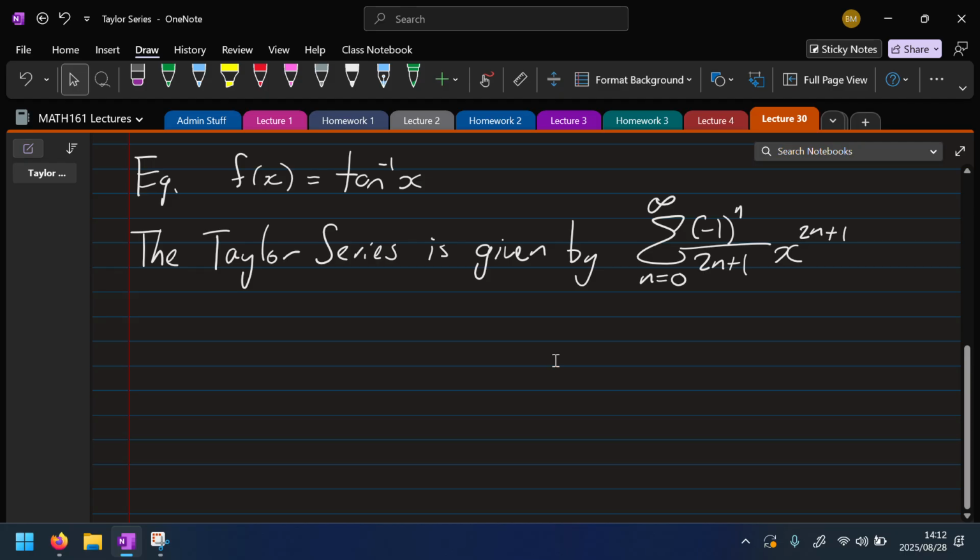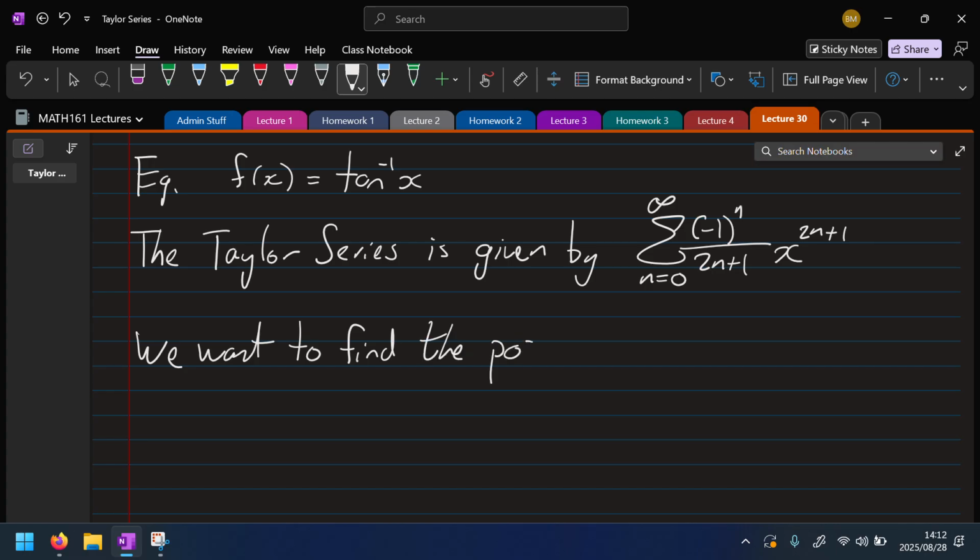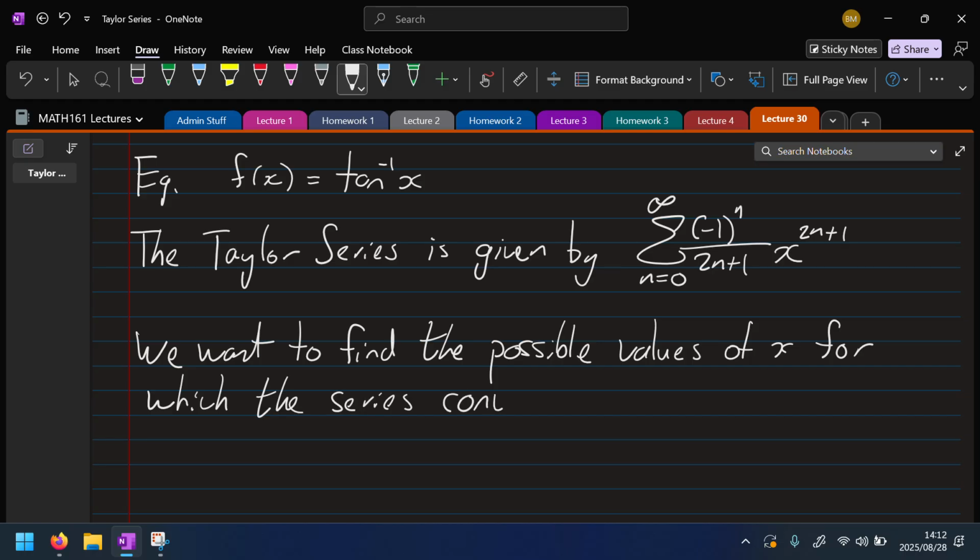So what we want to do is find the x values for which the series converges. And we know how to check if something converges. So we want to find the possible values of x for which the series converges. Now we know there's 10 methods to work it out, but what we're going to use for this example, and what we're going to use for every example, is the ratio test.